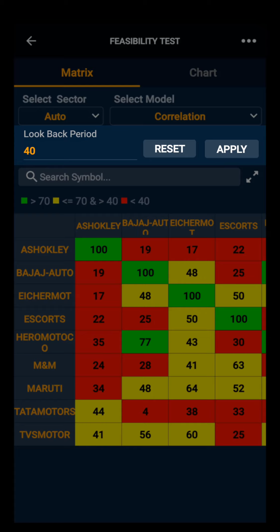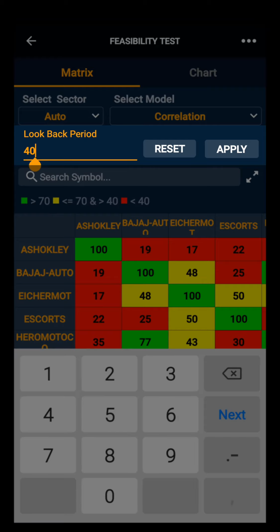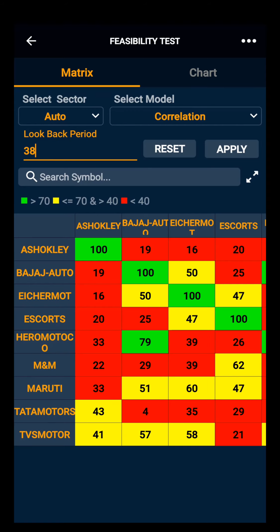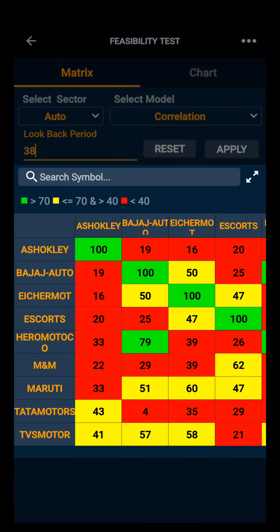Look back period is by default 40 days as it is not a very long period or a very short period. You can also select as per your requirement. Let's suppose 38. We will apply it. Now you can see the metrics.